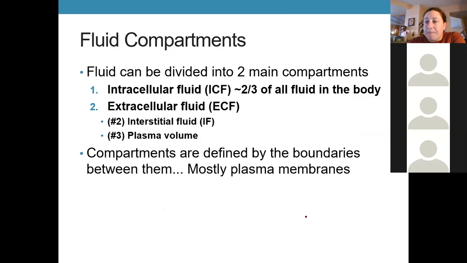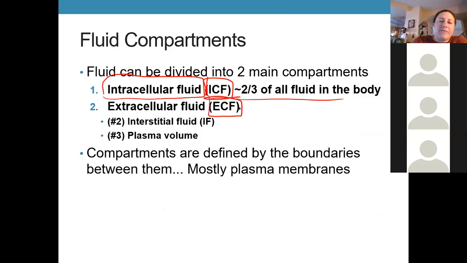Fluid compartments. So we divide all of the fluid in the body into two main compartments. There's the intracellular fluid, so the fluid inside of the cells, which makes up 2/3 of all the fluid in the body. And then there's the extracellular fluid, which is everything else. And you'll see we do abbreviate them ICF and ECF.